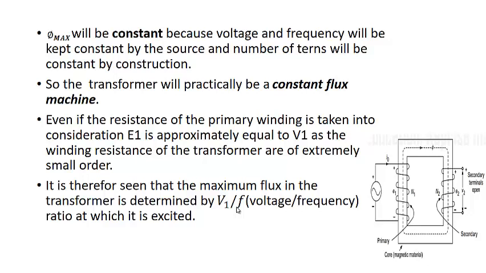We can change the flux by changing either of the two, because N1 will be fixed by the construction. We cannot change it. Once we construct the transformer, it becomes fixed. After that, we can change the flux by changing voltage or frequency.